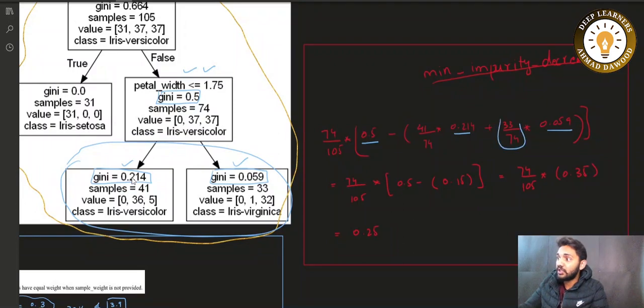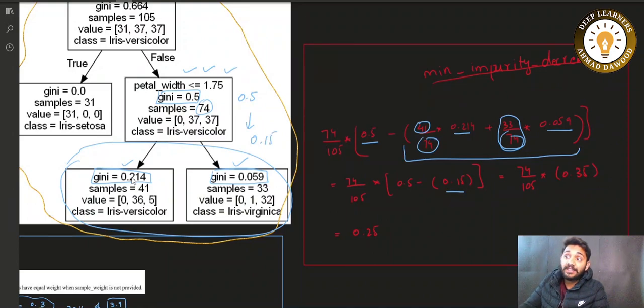You are multiplying the fraction with the weight: the right child has 33 samples out of 74, and the left child has 41 out of 74. When you calculate this, you get 0.15. So now your impurity decreases from 0.5 to 0.15. Okay, but this is just for this particular node. The impurity of this particular node has decreased from 0.5 to 0.15.